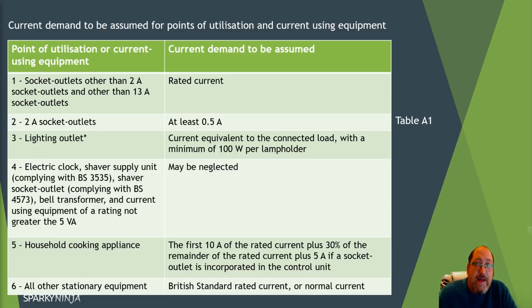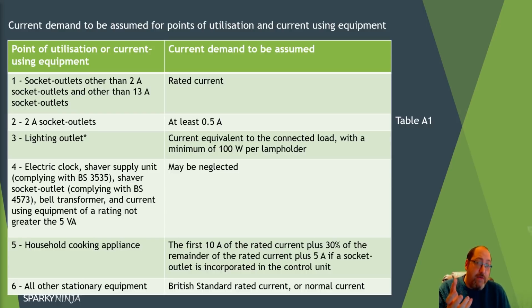For 2 amp socket outlets, at least half an amp. Lighting outlets, this is important. The current equivalent to the connected load. So the wattages, you add the wattages together. You may have to have some factors applied due to the lagging and the leading of the control gear, unless the manufacturer has specified as such.